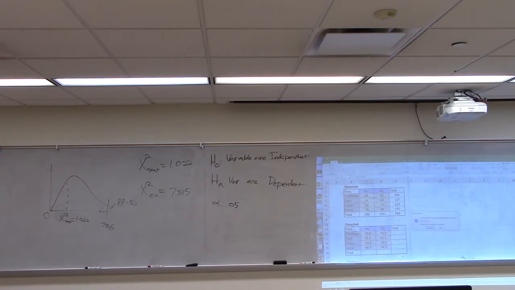Return. Wait, what did I do wrong? Equals, I did something wrong, sorry. Observed minus expected, close parentheses. Let's square that. What's the symbol to square? It's shift 6, divided by expected. Oh, there we go.